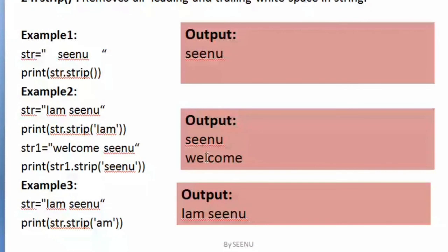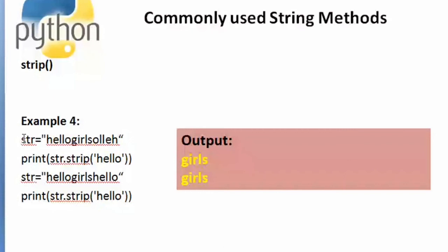Why didn't it remove am over here? Because it is not leading or at the end. It is in the middle, and it is not possible to remove something which is in the middle. To show you that, I have given this example. Is this concept clear to everybody? Yes, ma'am. So anything in the middle, it is not possible to remove.